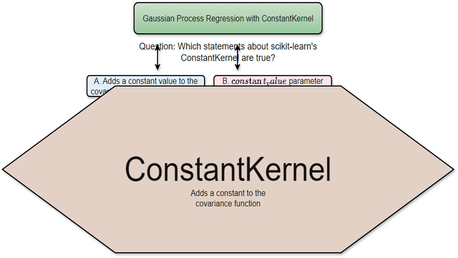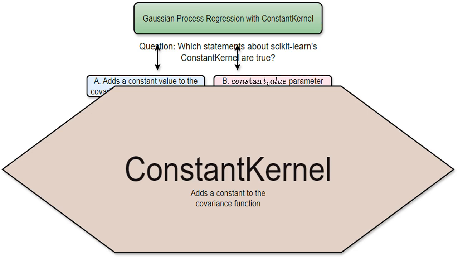I see the term constant kernel here. It's a tool in scikit-learn, a popular Python library for machine learning. Specifically, it's part of the Gaussian process regression tools. Think of it as a way to add a fixed, constant value to your model's predictions, like a baseline offset. This helps model data that doesn't naturally start at zero.